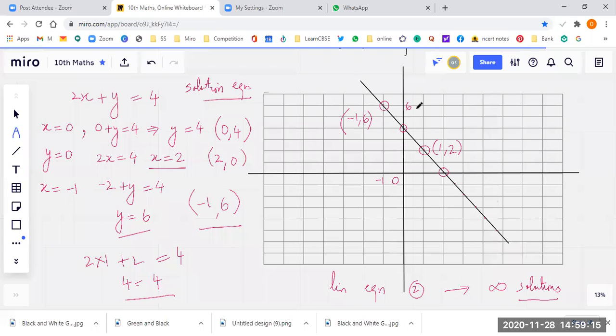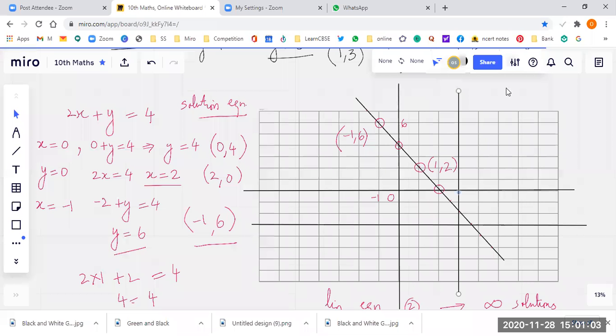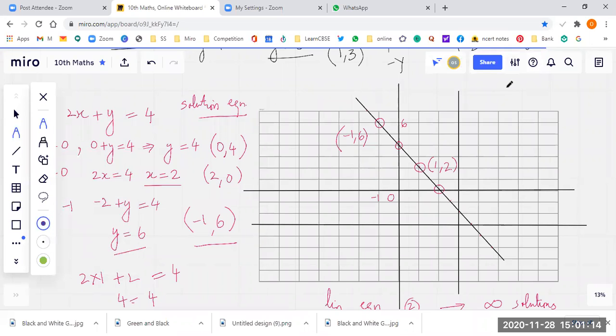Quickly, students, I can also tell you that if I take a line parallel to the y-axis, let's say I take this line only parallel to the y-axis. So now I have extended my talk: I have taken two lines. Students, this line is parallel to the y-axis, and this line is parallel to the x-axis.